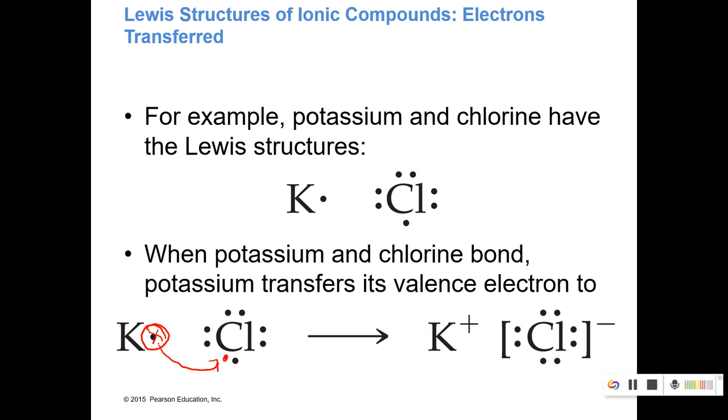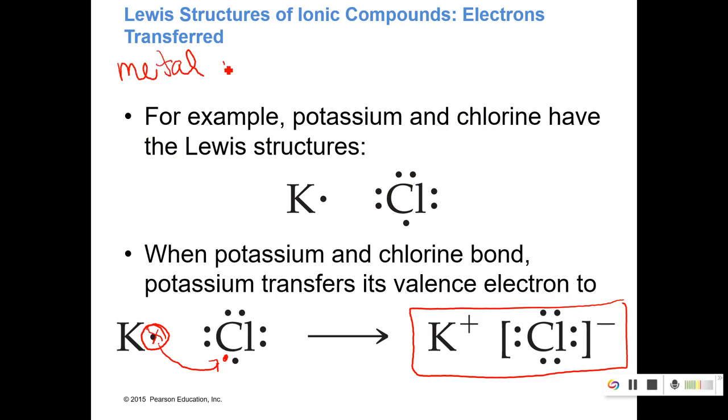Okay. If you want to show the movement, that's fine. But this is the answer. Where they've already moved, we're done. I will tell you, the metal in an ionic bond will always get 0 dots. And then you do need its charge. Always. Metal gets 0 dots, put its charge.